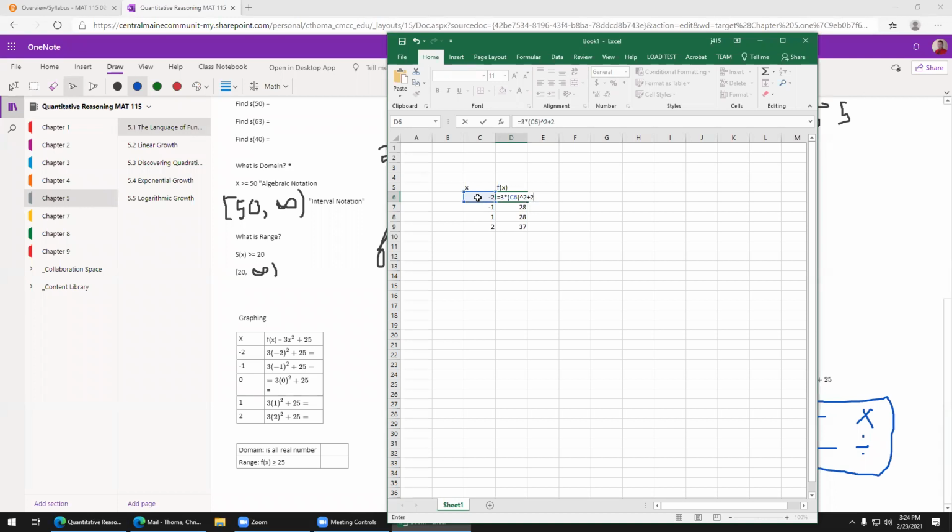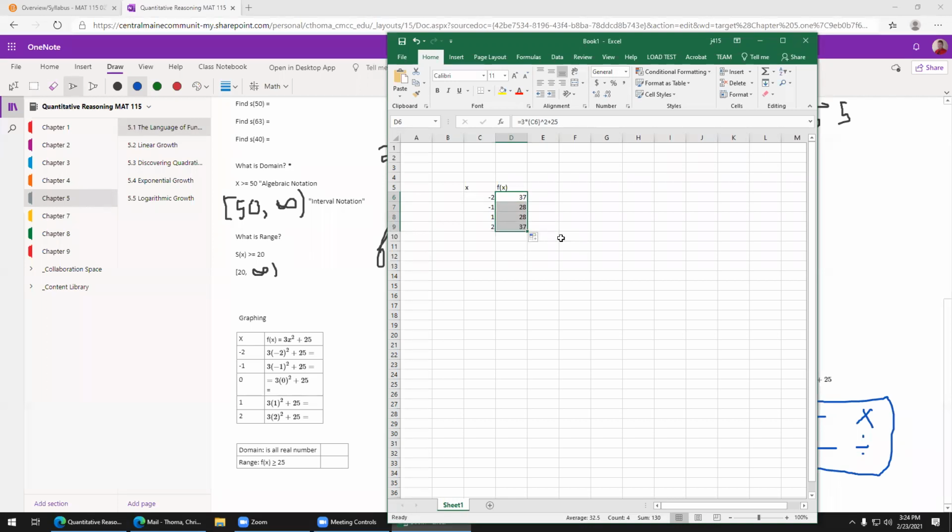squared plus 25. What helps with Excel is once you have one formula, click on that cell, you get a big plus sign, drag it to the bottom right. You have a little plus sign, drag it down, and it just did all the calculations for me in one step.